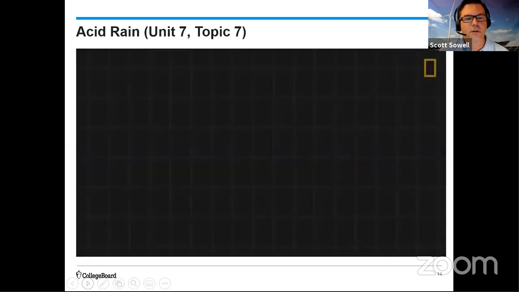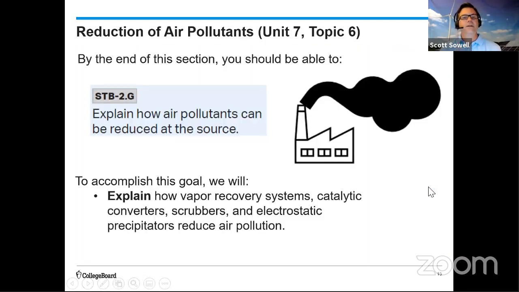So that's just a nice little overview of the idea of acid rain. So let's say we did want to reduce the amount of acid rain. One of the things we might want to think about is how do we reduce the amount of SOx that's entering the atmosphere. So that's what 7.6 is about. 7.6 is about explaining how air pollutants can be reduced at the source as they're being emitted, not in terms of cleaning them up later, but how could we reduce the amount of pollutants coming from the source? We're going to look at two systems coming from cars, so vapor recovery systems and catalytic converters.